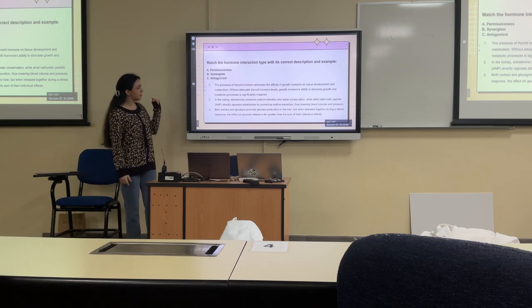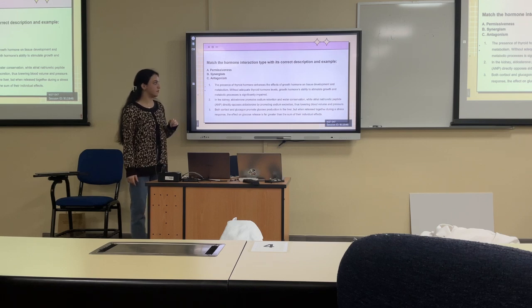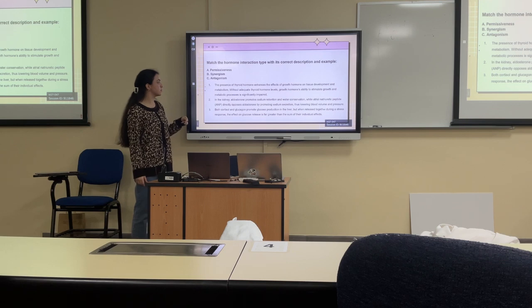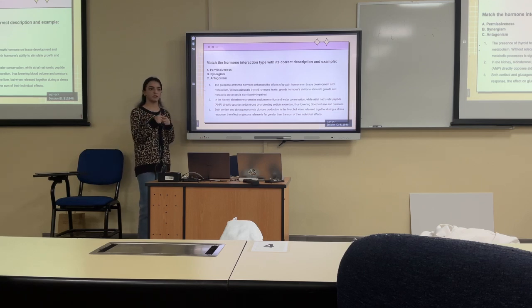In the second example, in the kidney, aldosterone promotes sodium retention and water conservation, while atrial natriuretic peptide directly opposes aldosterone by promoting sodium excretion, thus lowering blood volume and pressure. Here, the two hormones are antagonizing each other, and this is what we call antagonism.